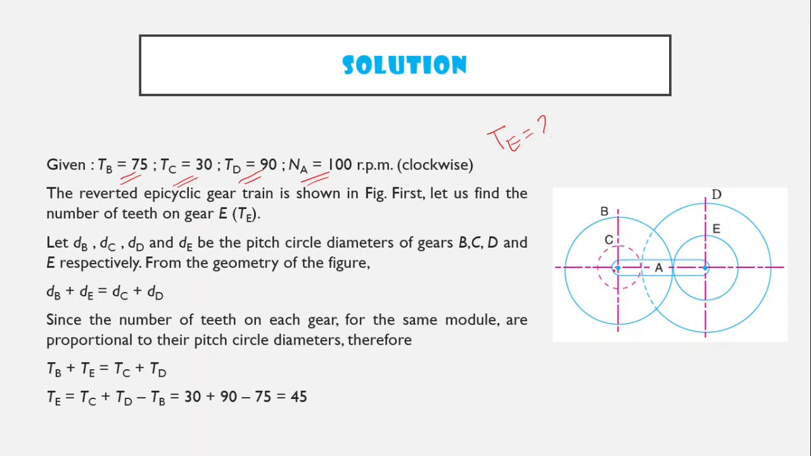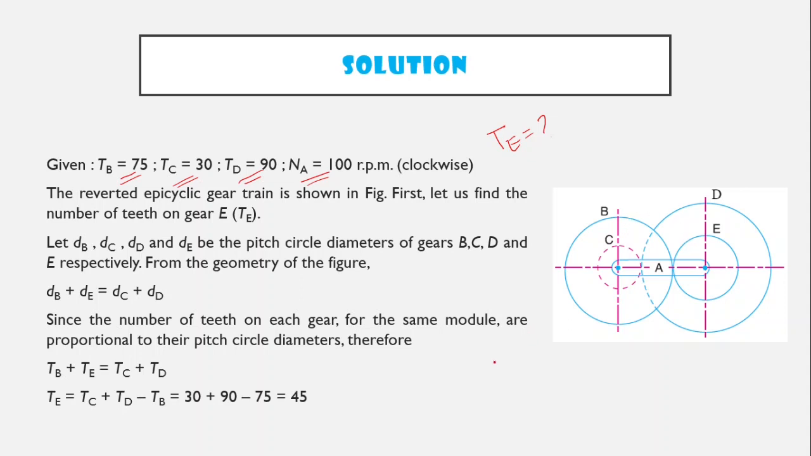We know that the axis of the first driver and the last follower must be the same, or coaxial. That type of gear train is known as a compound epicyclic gear train. Here gear C is directly meshed with gear D, and gear B is directly meshed with gear E.